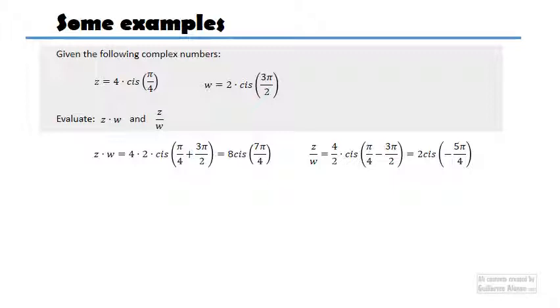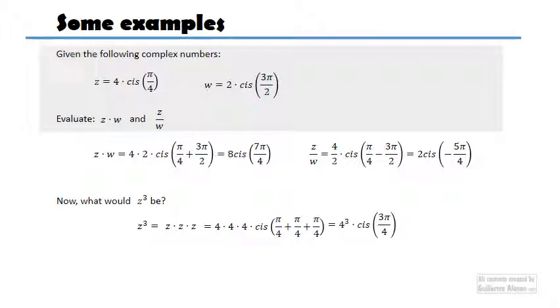What happens if I'm actually going to do z times z times z? z to the power of 3, right? z times z times z, that's going to be 4 times 4 times 4 times cis of pi fourths plus pi fourths plus pi fourths. So ultimately, if you think about it, what you're doing here is 4 to the power of 3 times cis of 3 pi fourths. Great.